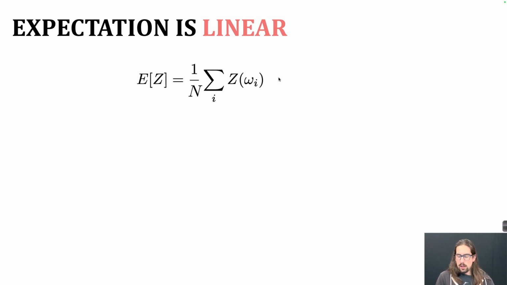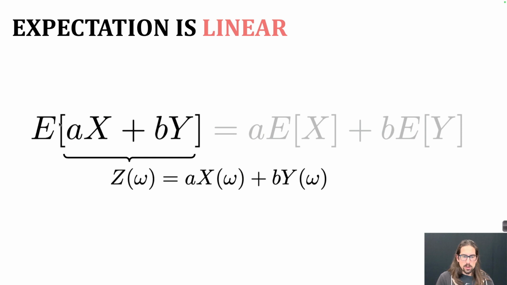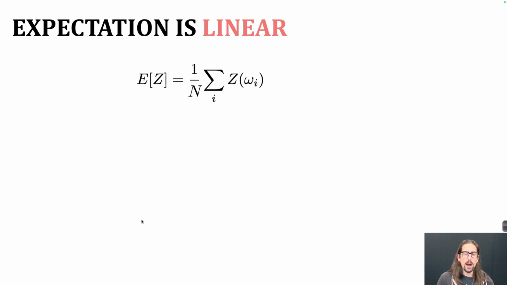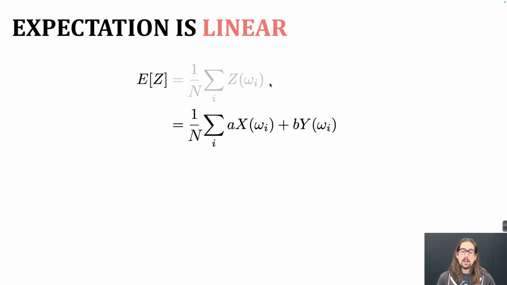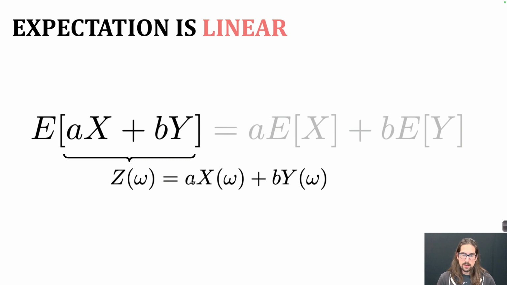Okay. What's more important is knowing that you can do this, that you can pass the expectation through sums and put it in front of constants. So why is it that this is true? You can derive this starting from the definition in terms of a population average. If I have a random variable z, I can write the expectation of z as this population average value of z. And now all I need to do is replace z with what I defined it to be here.